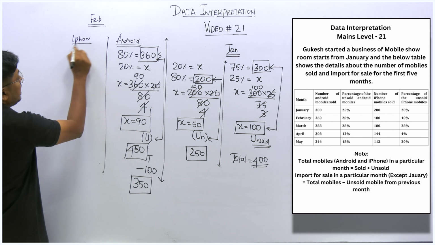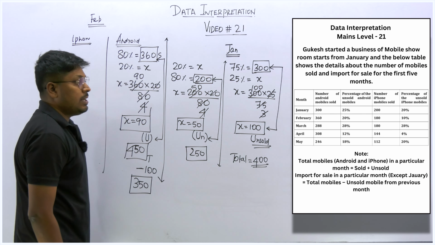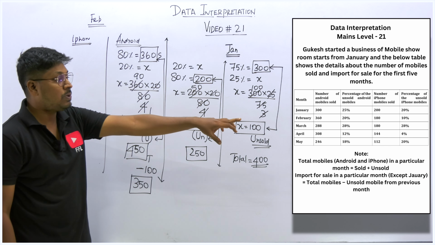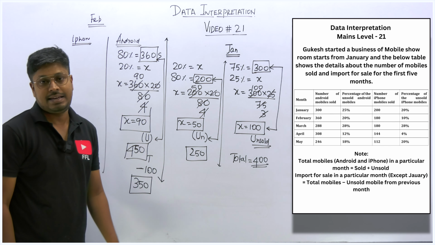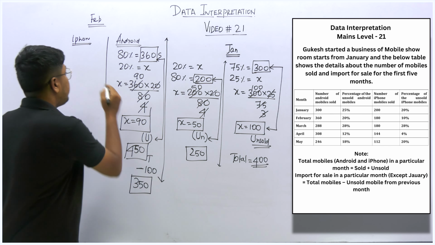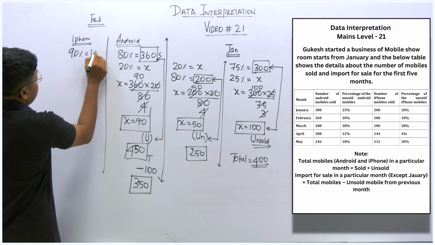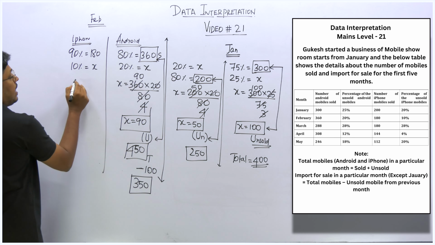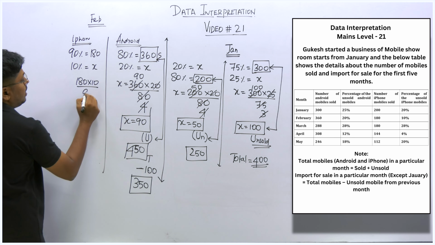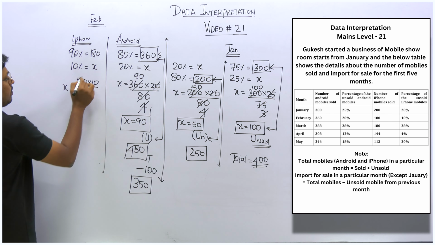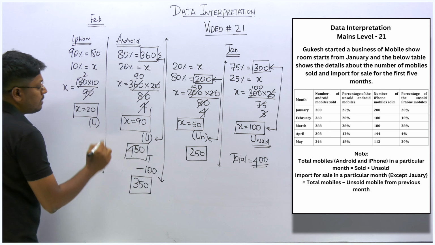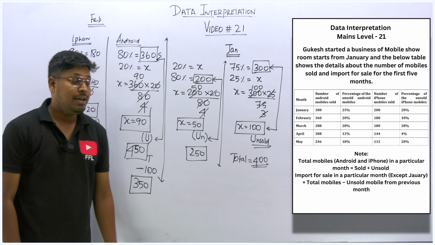So iPhone, in the second column, what is the data they have given? The total number of iPhones sold is 180, and 10% is unsold. If 10 percent is unsold, then 90 percent will be 180, right? So 90 percent is equal to 180, and we need to find what is 10 percent, which is unsold. So cancel it. 180 into 10 divided by 90 is equal to x, 2 times, so x is equal to 20. So 20 is the total number of iPhones which were unsold in the second month, which is February.